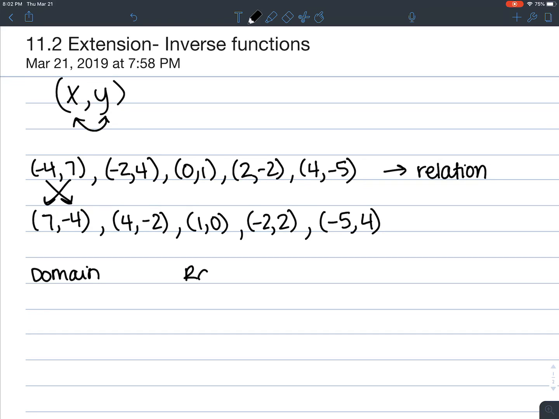So let's talk a little bit about what the domain and the range were and what they are now, for the inverse. Our domain values refer to all of our x values. So it was -4, -2, 0, 2, and 4. Those are our domain values there. These values are no longer in the domain for the inverse, but instead they are now in the y values, which is the range.